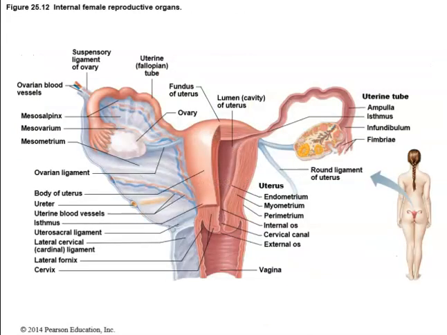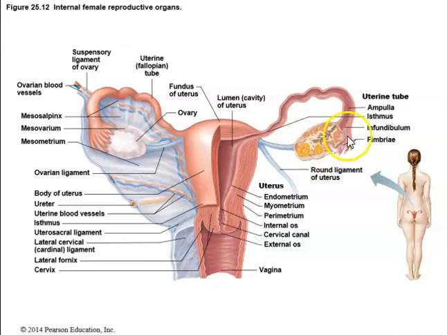Here we see all the internal structures of the female reproductive organs. Again, the different layers of the uterus, the endometrium, the myometrium, and then the outer perimetrium. We see the ovaries with their outer cortex, inner medulla, and the follicles that are located within the cortex.